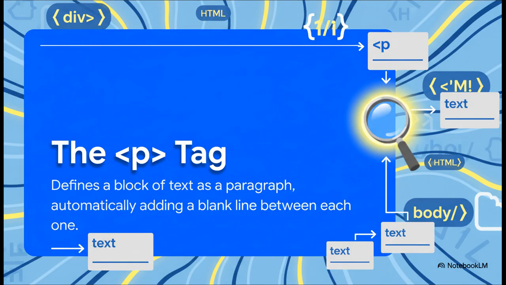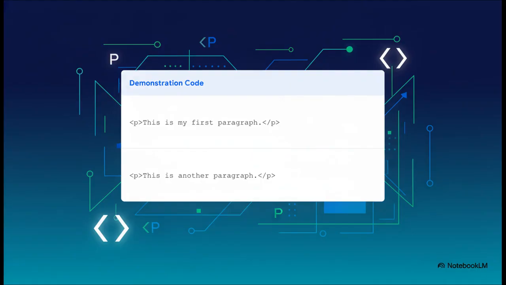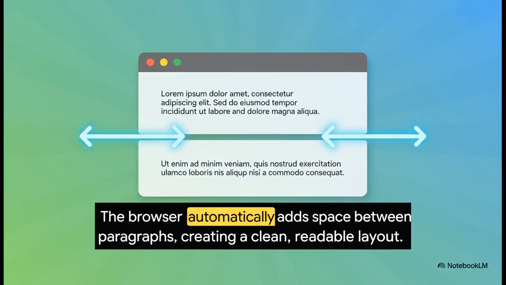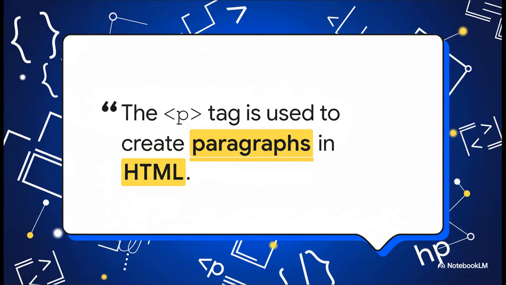And the best part is, it automatically adds a nice clean space after it to separate it from whatever comes next. And just look at how simple this is. You wrap your sentence in an opening P tag, and then you close it out with a closing P tag. That's it. Seriously, that's all there is to it. And boom, here's the result. Two totally distinct paragraphs, perfectly separated. Did you notice how the browser handled all that spacing for you? No extra work needed. So the big takeaway here is simple. For any standard block of text, the P tag is going to be your go-to tool.